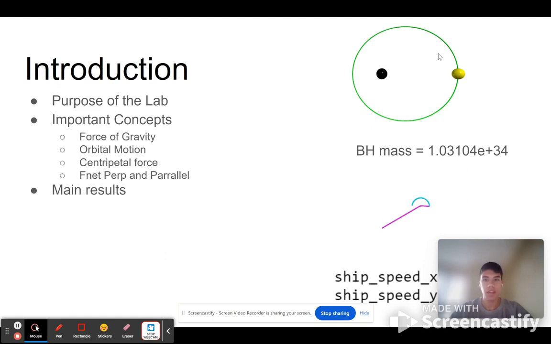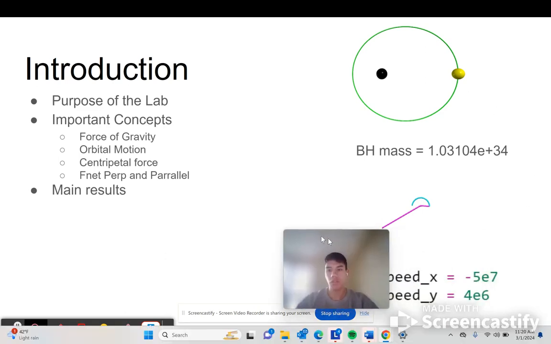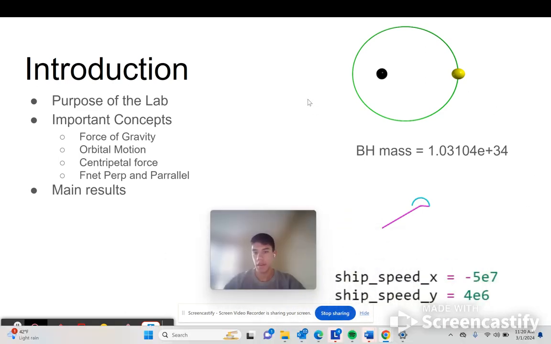Some important concepts, obviously, are the force of gravity, which is given by the equation negative G m1 m2 over radius squared r hat, orbital motion, the centripetal force, and F net perpendicular and parallel, which are just the components of the net force that change the object's speed, which would be F net perp, or the object's motion, F net parallel. And so the main results you can see right down here.